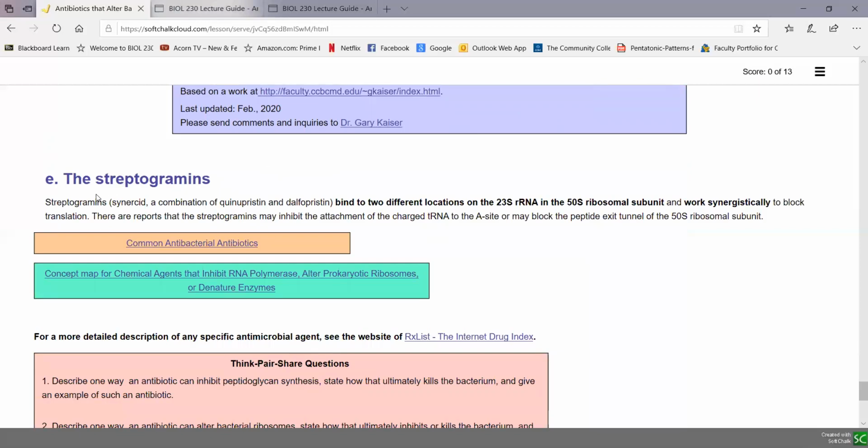The streptogrammins, our final group, we have a couple of synthetic drugs that are combined here. They bind to two separate locations on the 23S ribosomal RNA of the 50S subunit. So they're actually blocking two different points of translation simultaneously by combining them. And they do work synergistically, where when they combine them, it works better than if only one or the other was being used.